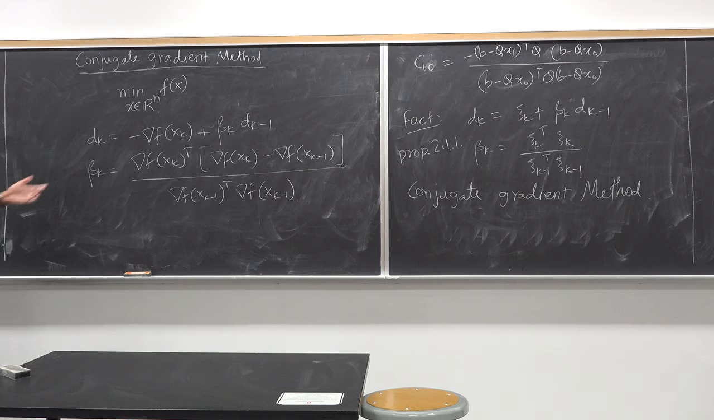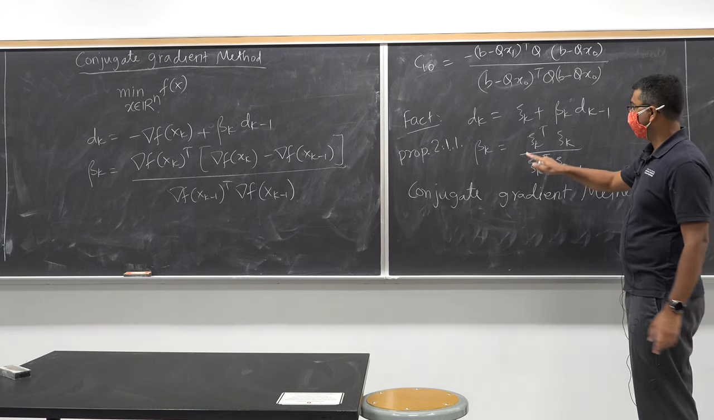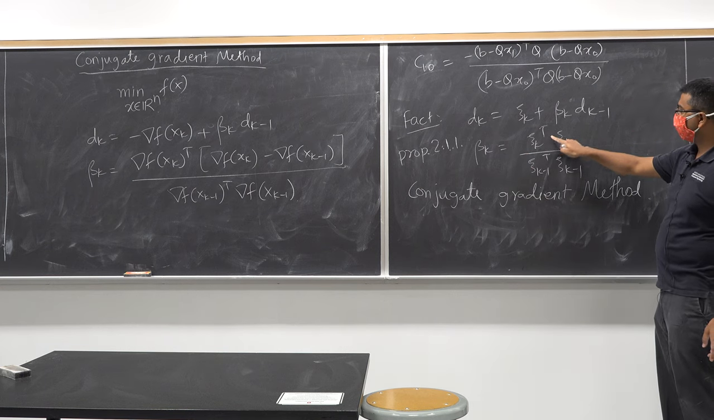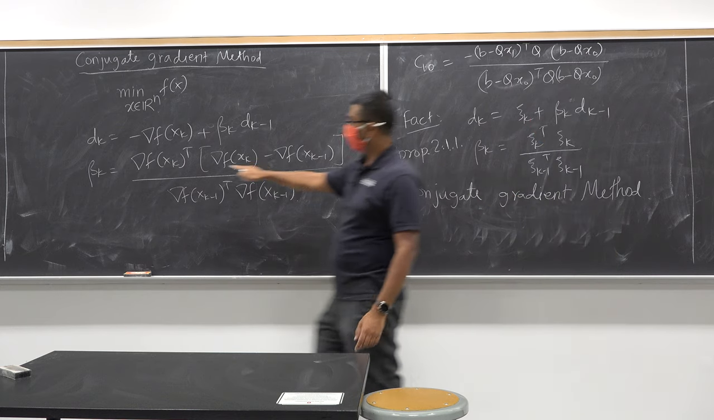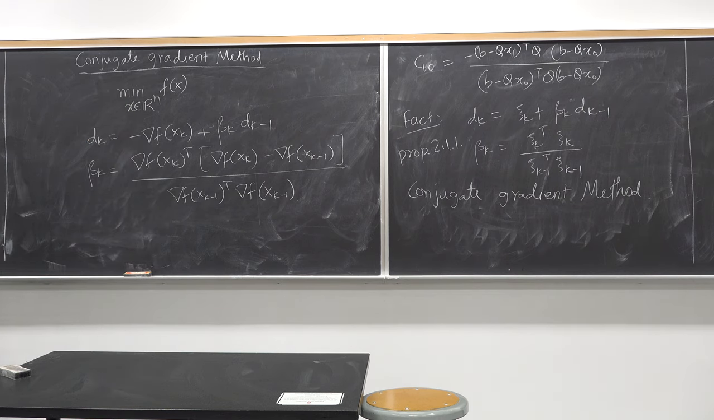Alpha k again has to be picked according to the unconstrained minimization rule. This is how you would run the gradient descent algorithm in this case. There is a slight difference in this problem, in the expression for beta k in that problem and in this problem. In that problem, beta k is gradient of f(x_k) transpose gradient of f(x_k). In this problem, it's gradient of f(x_k) transpose times gradient of f(x_k) minus gradient of f(x_{k-1}). So there's a small difference in the way beta k is computed, and there is a reason for that.